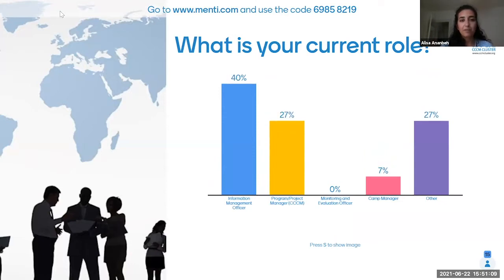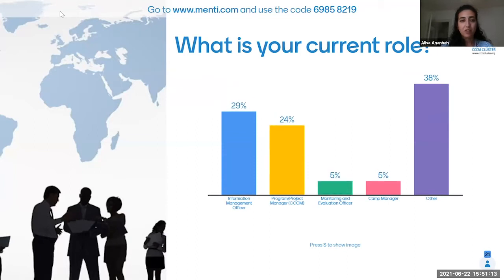And I can see the results are coming. We have a lot of IMOs joining, a few M&Es, a few CCCM program and project managers, and camp managers. Well, that makes it quite an interesting mix. So more or less you're familiar with the needs assessments and CCCM. So the next questions are going to be quite relevant for you.